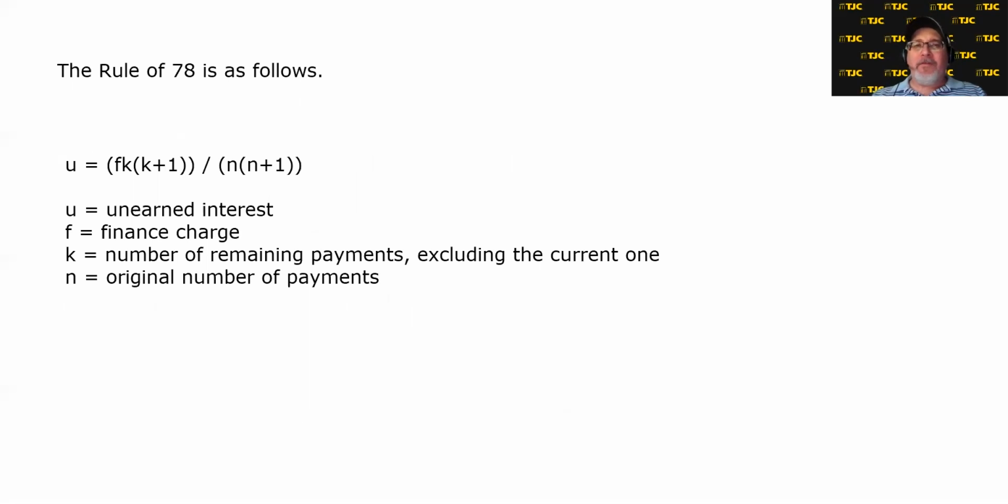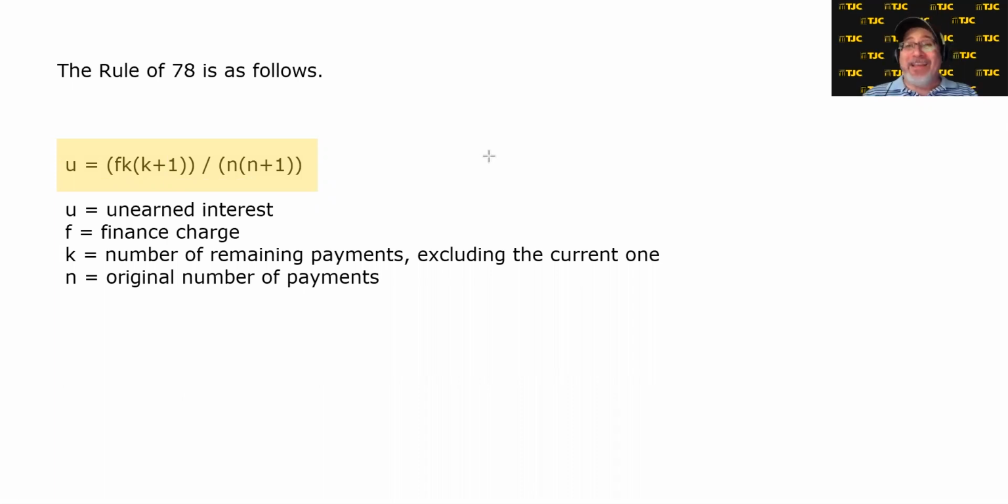We have a formula for unearned interest, and don't let this collection of letters throw you off. It's no worse than the one we saw before. To find the unearned interest, you do a division problem or a fraction. The top of the fraction is f times k plus 1, and the bottom of the fraction is n times n plus 1. I do have extra parentheses around both the numerator and the denominator, since both are more than a single term. The u, of course, is the unearned interest.